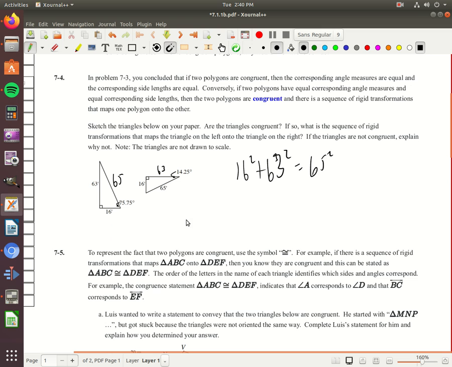The other thing is the triangle angle sum theorem. The triangle angle sum theorem says that all triangles have to add up to 180 degrees. Well, we know these are both 90, right? So the question is, if this is 90 and this is 14.25, what is this angle right here? We'll call this x.